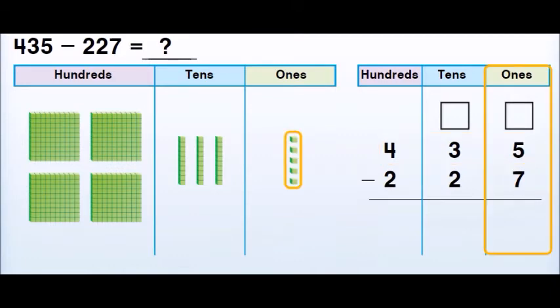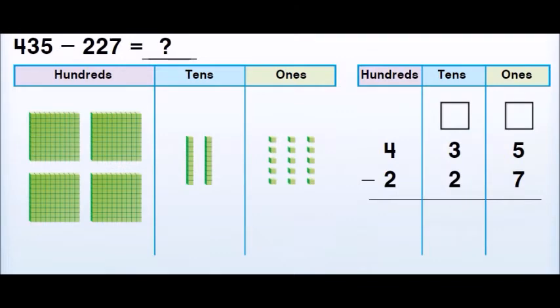Look at the ones column first. There are only 5 ones to subtract 7 ones from, so it's time to regroup. Regroup 1 ten as 10 ones. Now the model shows 4 hundreds, 2 tens, and 15 ones.